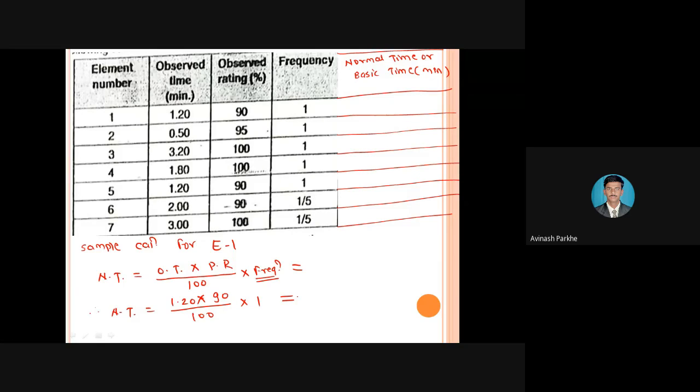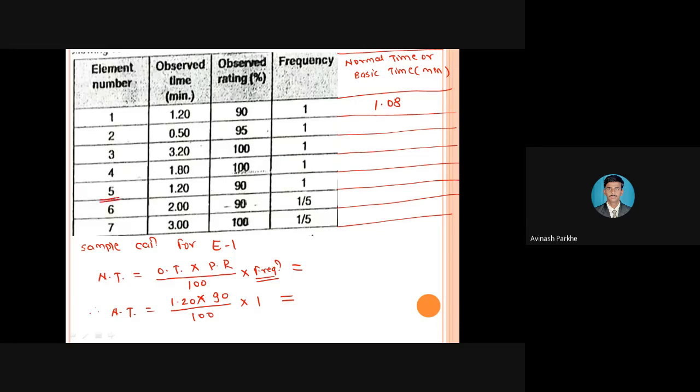Therefore, you will get the answer as normal time. What is the answer? Normal time for element number 1 by using the formula in front of you: observed time into performance rating divided by 100 into frequency. You have to multiply by frequency for each and every element during the normal time calculation. In the previous two problems, the frequency was not given, so we have not taken the effect of frequency. Now here do the calculation and tell me the normal time for the first element. What is normal time for the first element? 1.08. Let us check. 1.08. Yes, correct. Similarly, tell me the answer for the remaining elements.